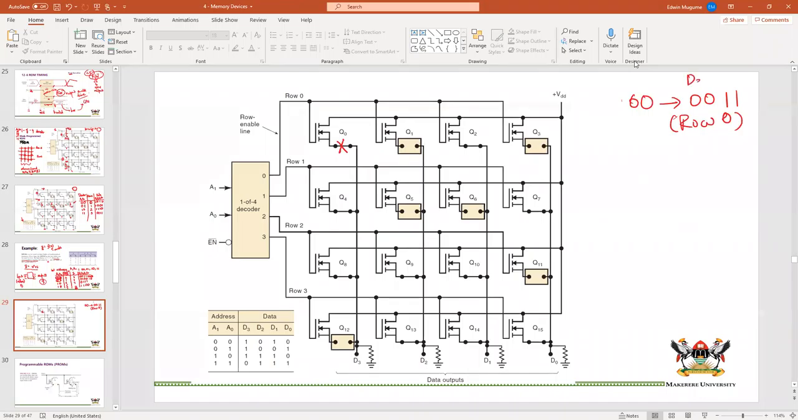because remember, this is D3, and that's D0, and this is D3, D0. So D3 needs to be 0 if I select row 0. This I will break, so that's good, it's already broken. This one I'll connect, and that one I will connect.